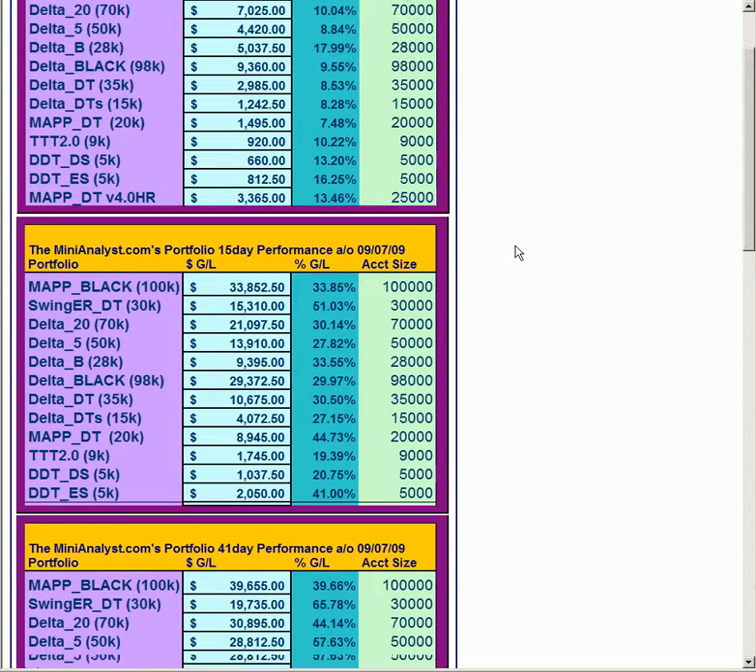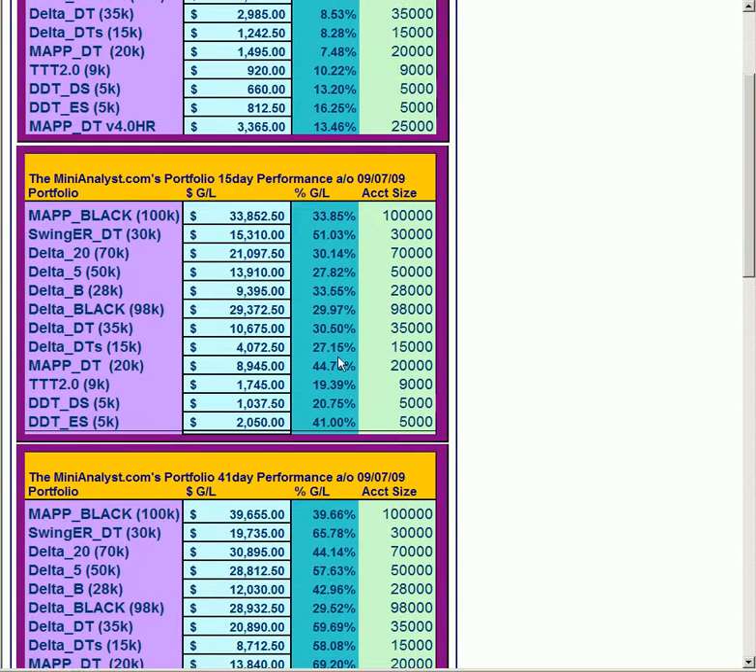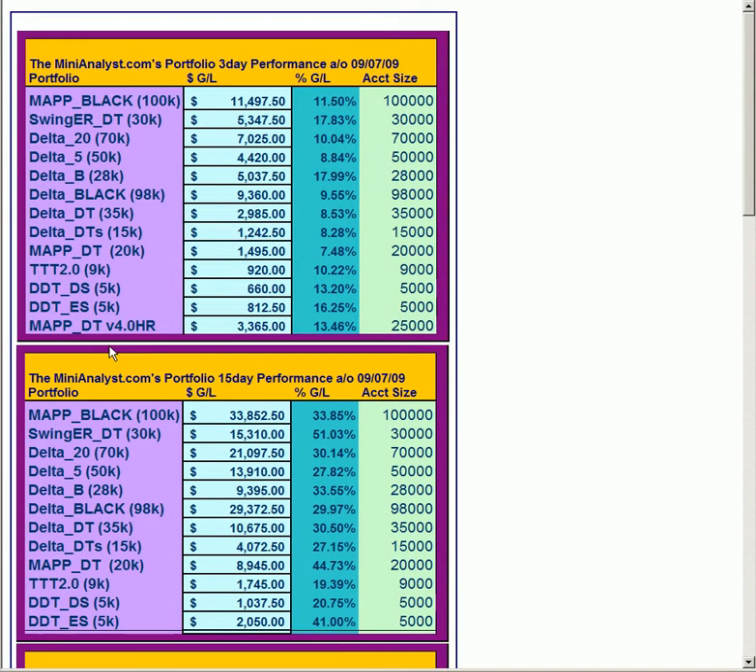So very impressive gains over the last 15 days, 45% return for the venerable MapDT original, as it continues to outperform nearly all the other portfolios. And we'll start to roll this into the rotation. The MapDT version 4.0 HR, $25,000 portfolio. Roll that into the mix. You never know, it may start to outperform the MapDT. But there you have it.